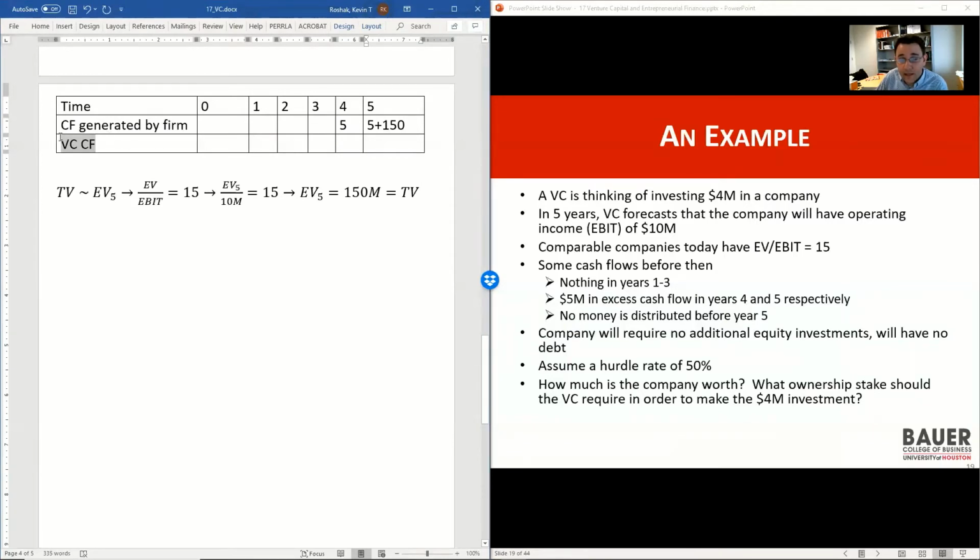What's happening with the VC? Well, the VC today is going to put in 4 million. Okay, that's the first bullet point, minus 4. And now they can't get any cash flow until time 5. Until they exit the company, they're not going to get anything. They're going to get some share of those cash flows, of the $160 that the firm has generated. 5 in year 4, 5 in year 5, and then the terminal value of 150. So they're going to get some fraction of that. Let's call that X. We don't know how much that's going to be, but there's some fraction x that they're going to get at time 5.